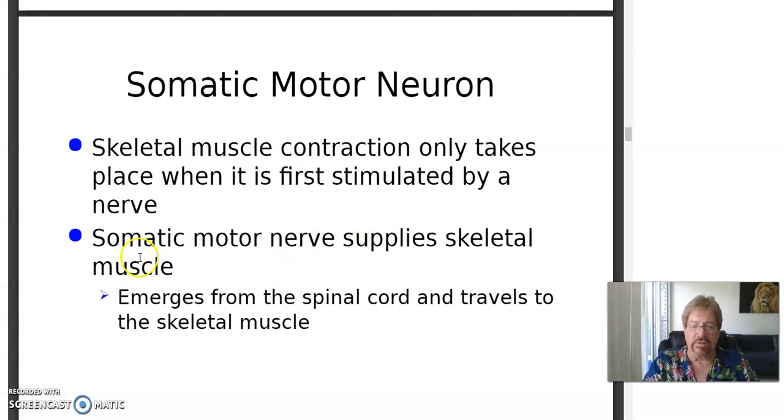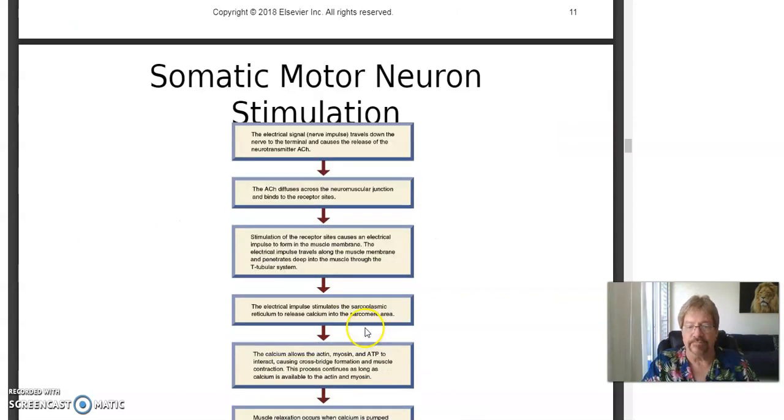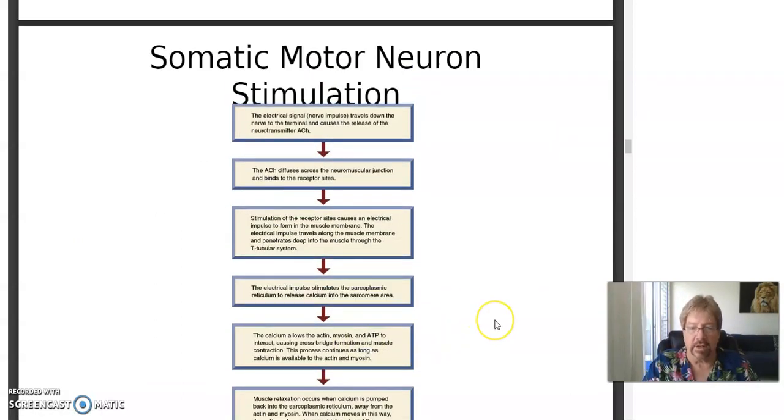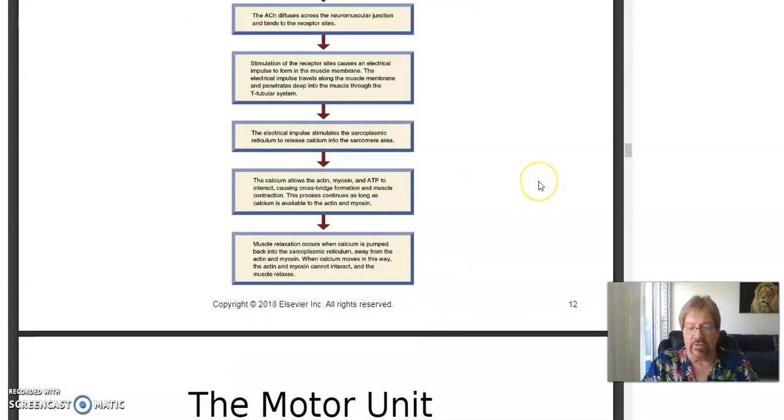Somatic motor nerve supplies skeletal muscle. They emerge from the spinal cord, out. There's 31 pairs of spinal nerves and they go to the skeletal muscle. Let's see what this says. This is complicated. The electrical signal, the nerve impulse, travels down the nerve to the terminal end, causing release of neurotransmitter. Now we haven't talked about what all this stuff is.